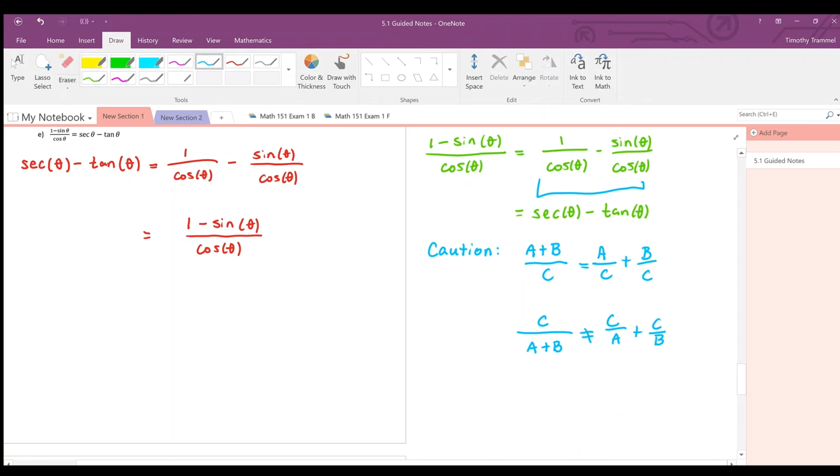So again, you can split up the numerator if there is addition or subtraction, but we cannot do this to the denominator.